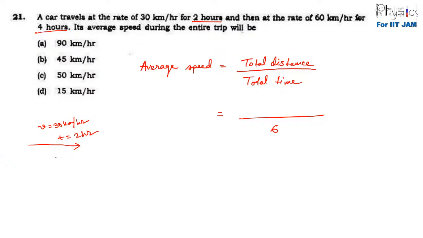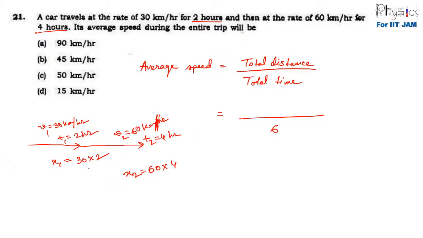That means here the distance is, suppose x1 is 30 times 2, right? And similarly, after that it goes with V2 60 kmph or kilometer per hour, and their time taken is 4 hours. So their x2, that is the distance travel, is v times t, right? That is 60 times 4.